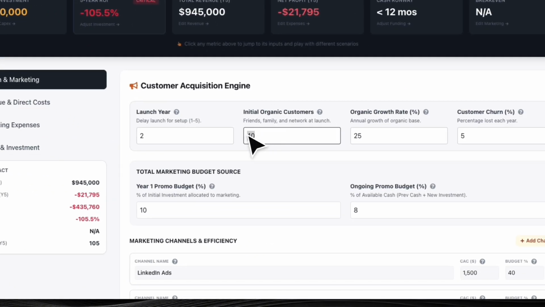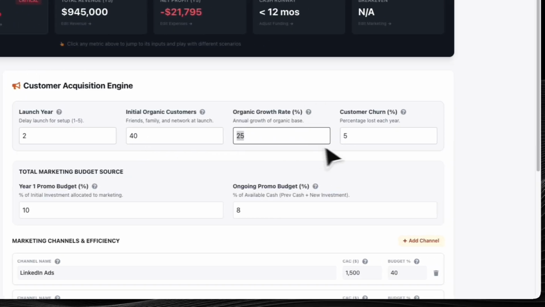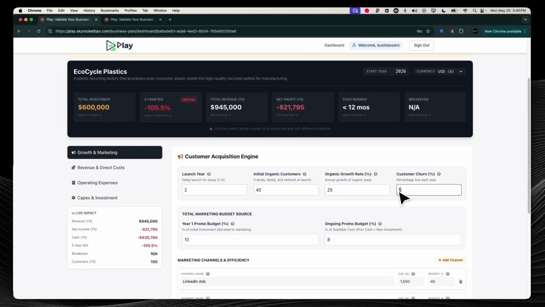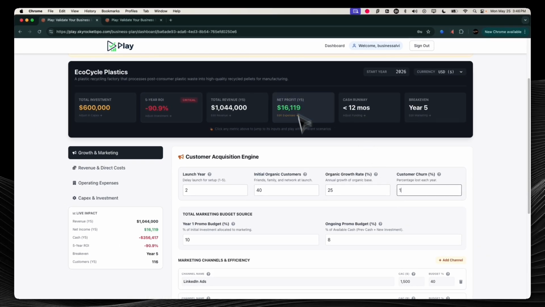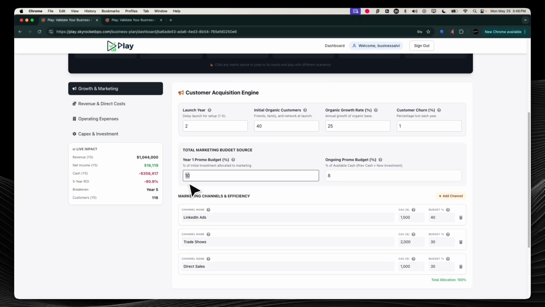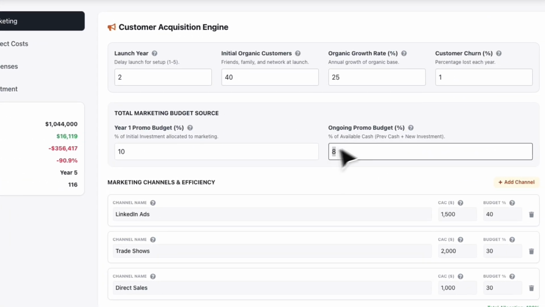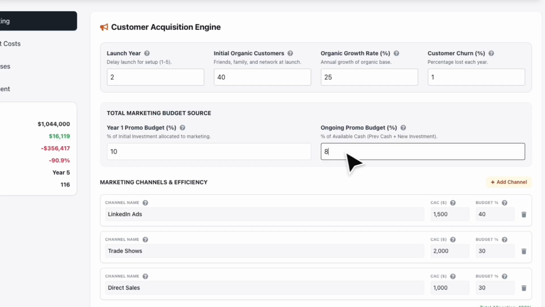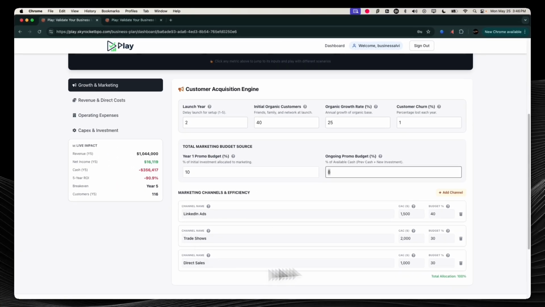So we are getting 40 customers to start with, and this organic number is growing by 25% based on our assumption, and the churn rate is 5%. Let's say if it is 1%, the net profit will change. And in terms of paid promotions, we are going to be spending 10% per year for the first year, and for the ongoing years, it's going to be 8%. These are our acquisition channels.